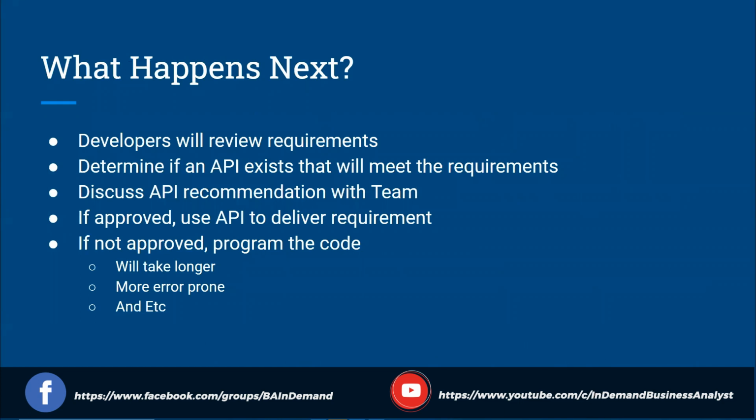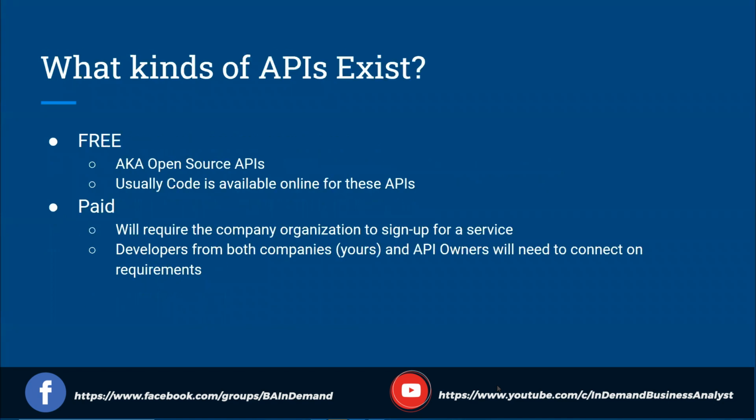Okay. So what happens next? We determine as a team if we're going to use an API. Your developers will always recommend using APIs, because remember, it makes their life a lot easier, right? They don't have to go reinvent the wheel if they don't have to. So they will come back to you guys. It'll be a discussion. We'll agree and we'll move forward. And then what kind of APIs exist? As I said, there's lots of open source APIs.